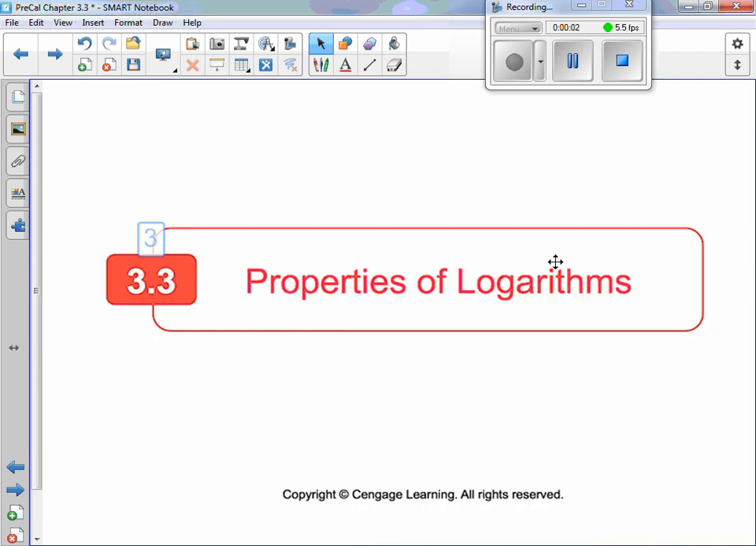So we'll do that from here on out because I have a feeling it's going to be easier to see the board.